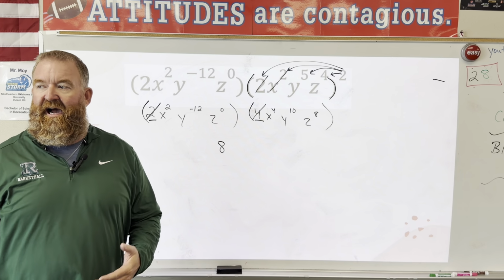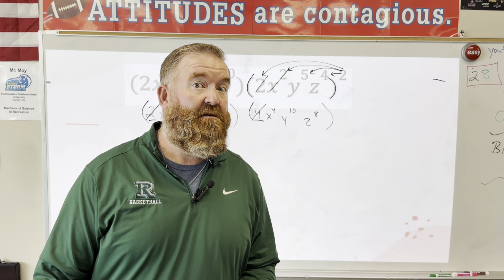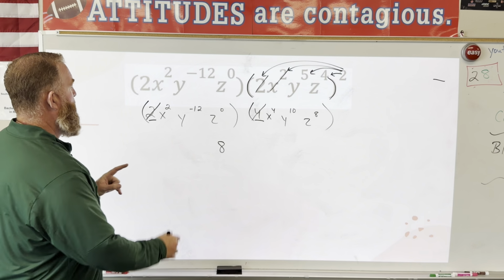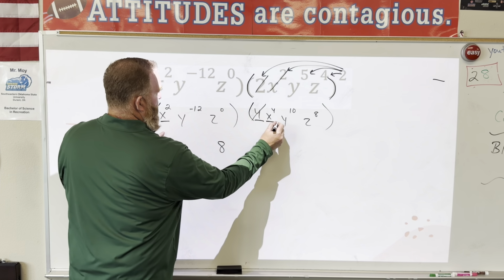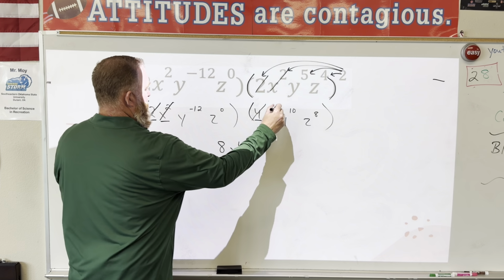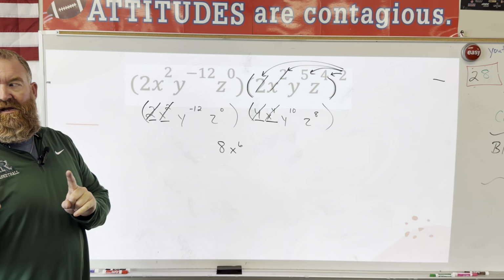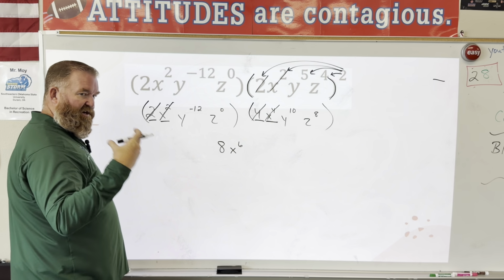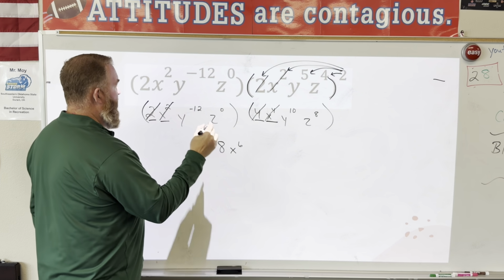When I multiply, I add the exponents together. Yes? When I multiply, I add the exponents. So here we go. What is 2 plus 4? X to the 6th. Those are done. Now, here's where it gets a little tricky. Just stick with me on this. Okay, here we go.